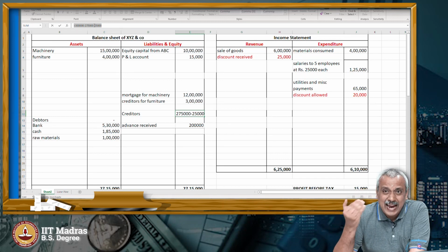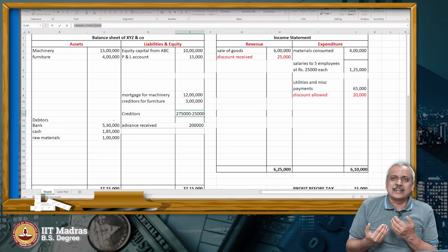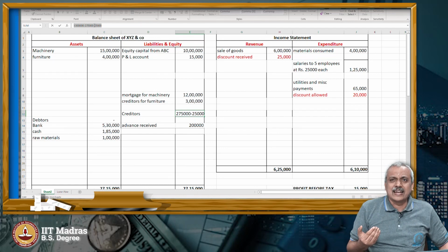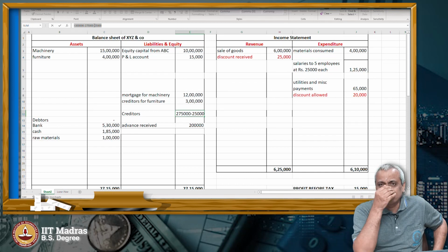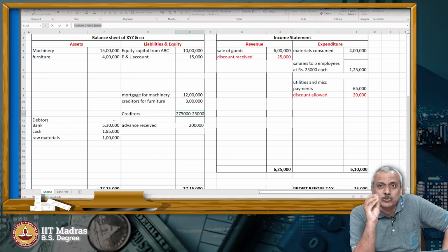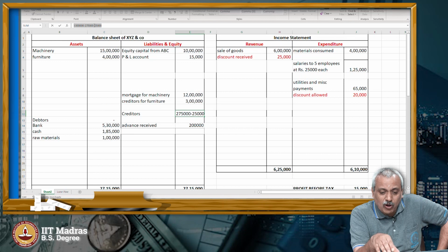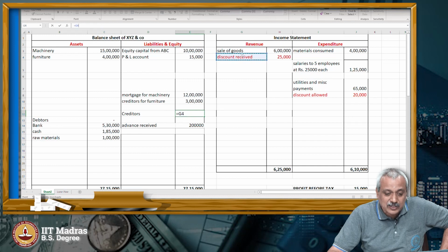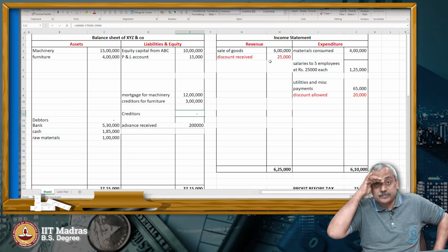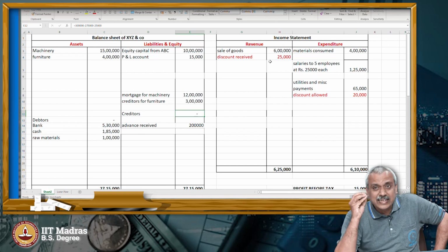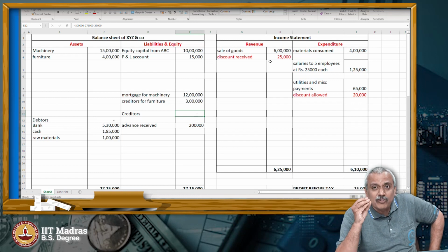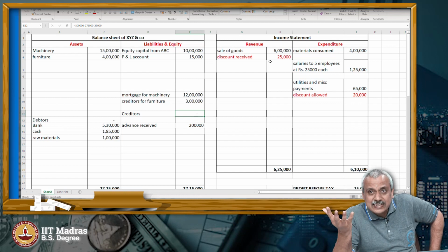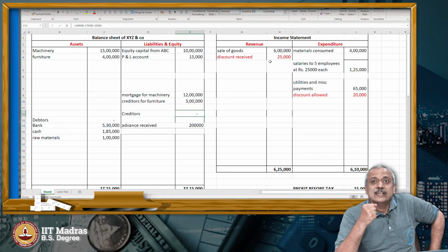Somebody has not given you cash. When you sell goods, you get cash. Instead, he has said that he will give you 25,000 rupees worth of goods. So it is a benefit which you have received, and obviously it is equivalent to your revenue. That is how we take that discount received. He has not given you cash, he has given you material worth 25,000. It's a receipt. So when I say revenue, revenue need not always mean cash inflow.